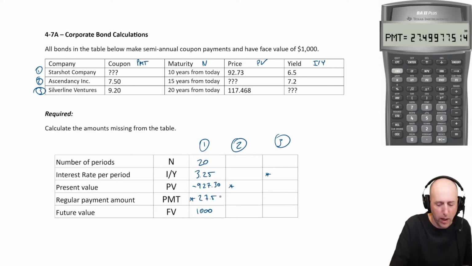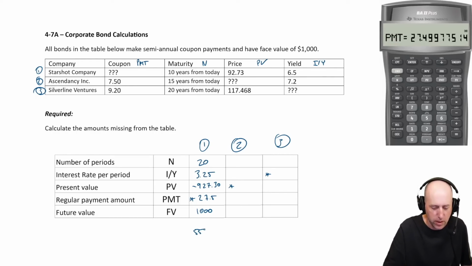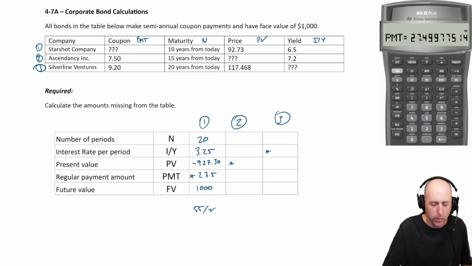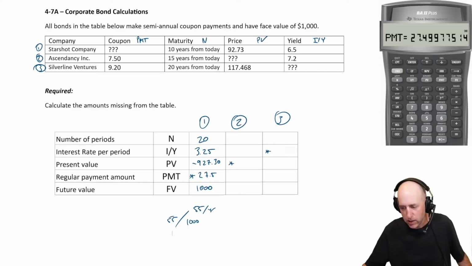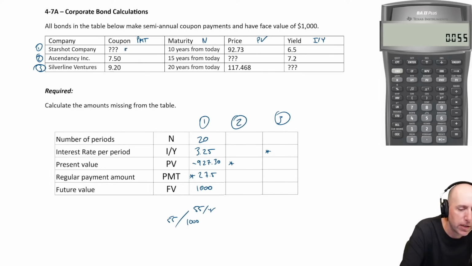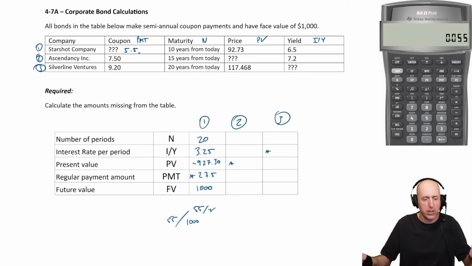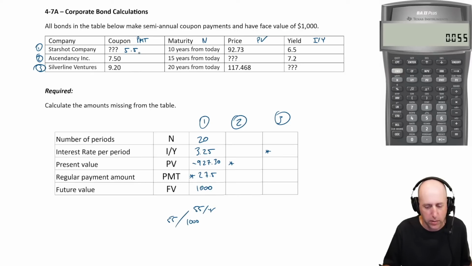So annualized, 27.5 times 2 is $55 in interest per year. Well, on a $1,000 bond, $55 in interest per year is 55 divided by 1,000, which is 0.055. It's 5.5%. So our coupon would be quoted as 5.5%. 5.5 is the answer for part 1, Starshot.